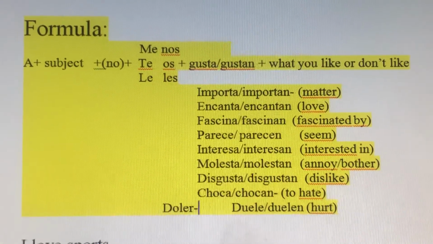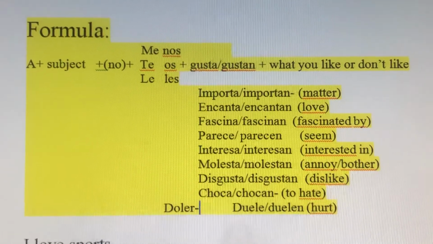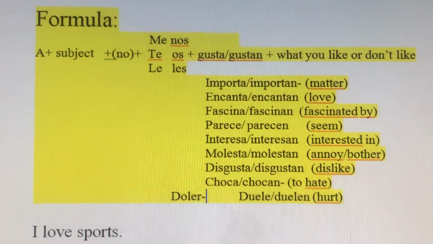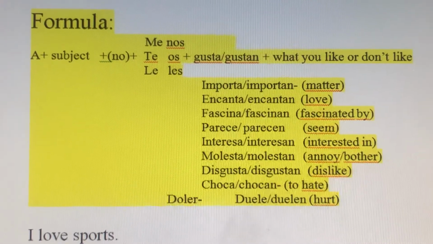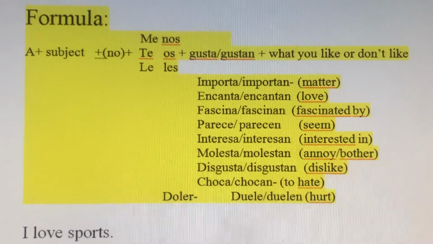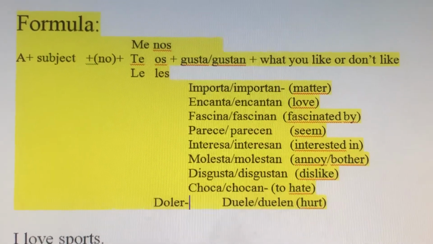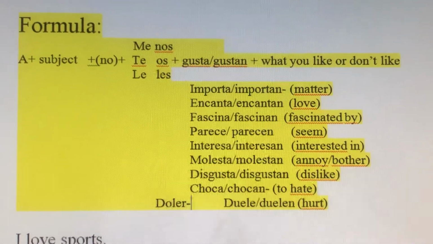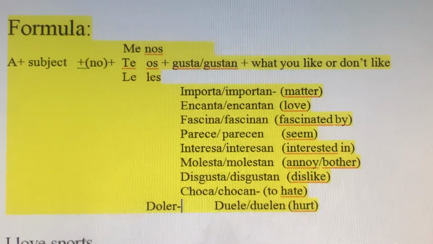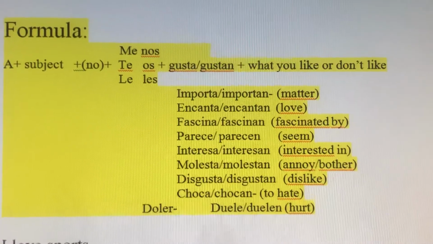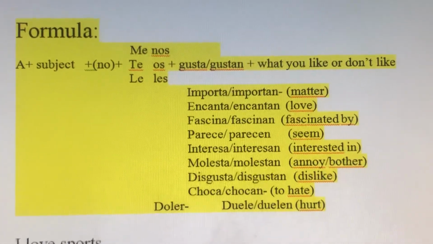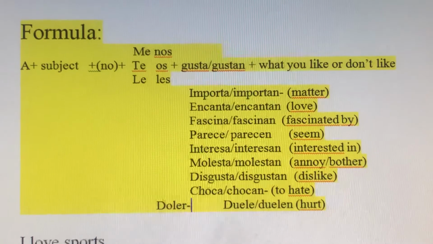So if I said sports matter to me, I would say, a mí me importan los deportes. I love school. A mí me encanta la escuela. I am fascinated by running. A mí me fascina correr. Spanish class seems boring. La clase de español me parece aburrida. Me parece aburrida la clase de español. I am interested in books. Me interesan los libros. I am annoyed by dumb people. Me molestan las personas estúpidas.